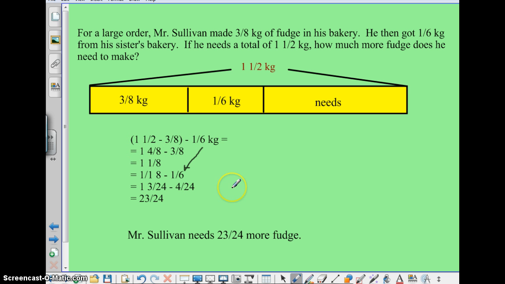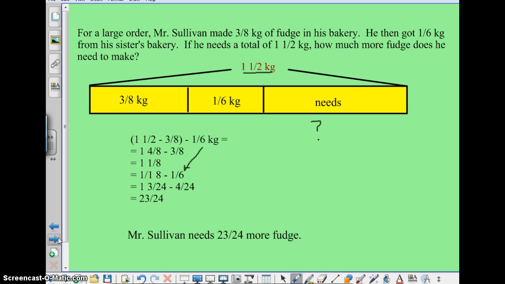So now I have 1 and 1/8 minus 1/6. Common denominator is 24. And I convert them into fractions with like units, so 24. And then I just do the subtraction. So I turn this into 1 and 3/24 minus 4/24. I turn this into an improper fraction, and then I subtract and I get 23/24. Okay, so that's my answer. That's how I set up a tape diagram where I know the total and I'm missing a part.